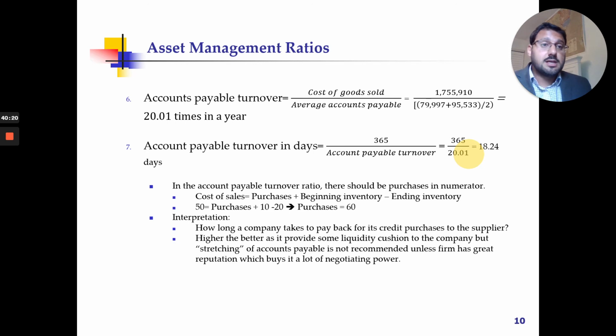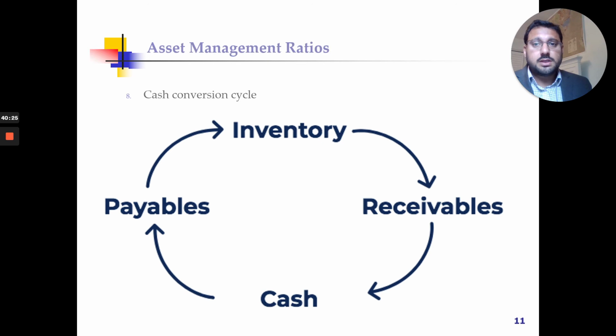So especially if you are a small company, then stretching of accounts payable is not recommended. Now the cash conversion cycle: once you buy the inventory on credit terms, you have to pay something, so the payables are created, but then it takes some time for those inventories to get sold. Once those are sold, you might have accounts receivable, if you are selling your inventory on credit terms.